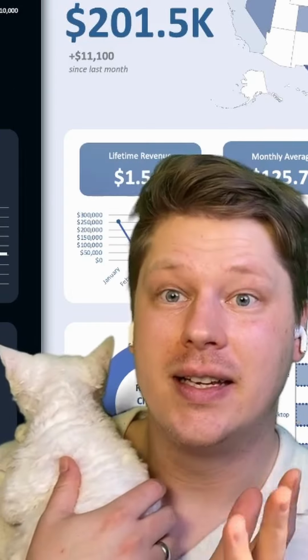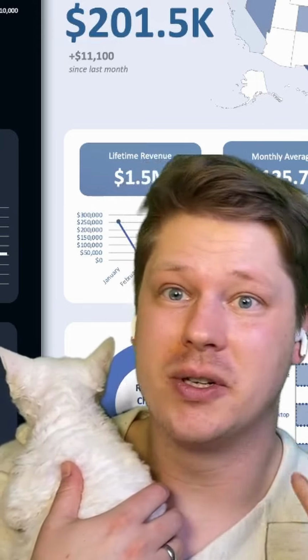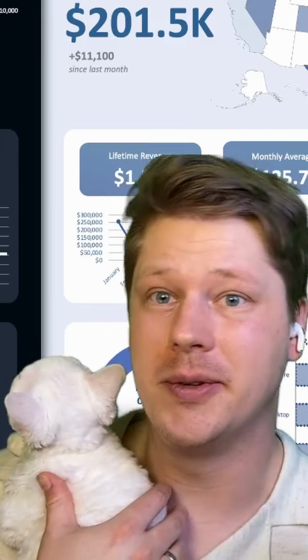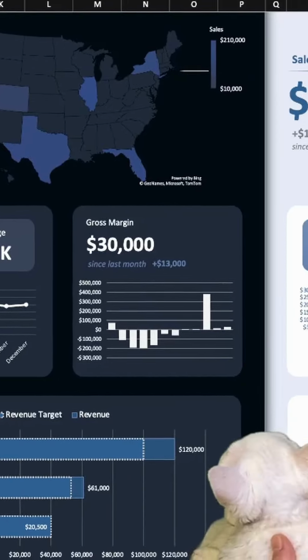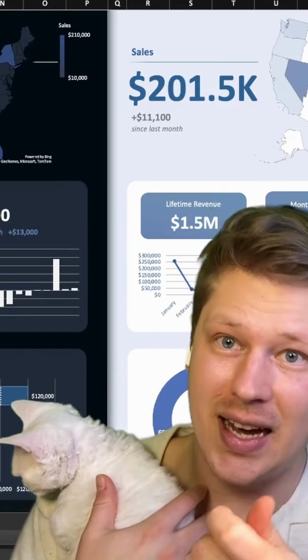So you've got all your data in Excel in a table format and you're wondering, hey, how do I turn this into a report? How do I turn it into a visualization? Where do I start? And I want to just give some general guidance to get you started that you can then dial in for your own use case.